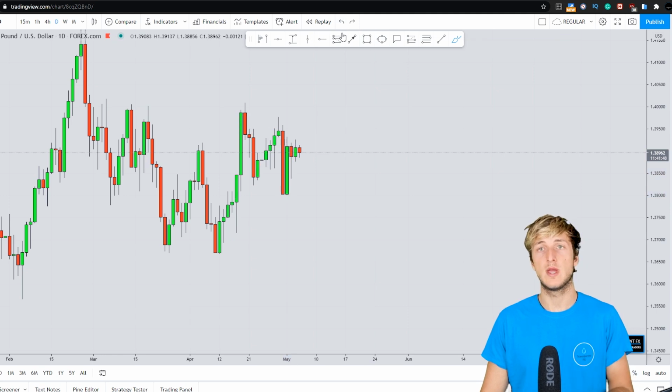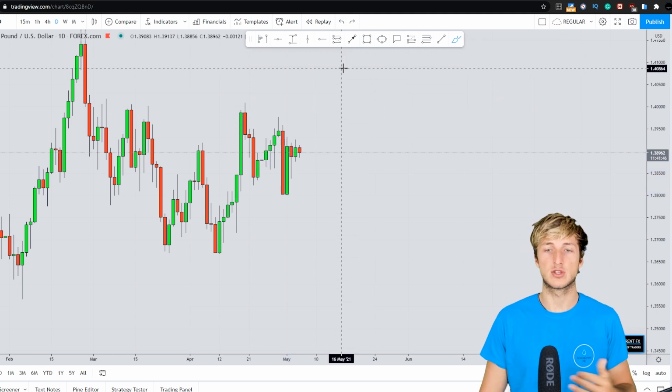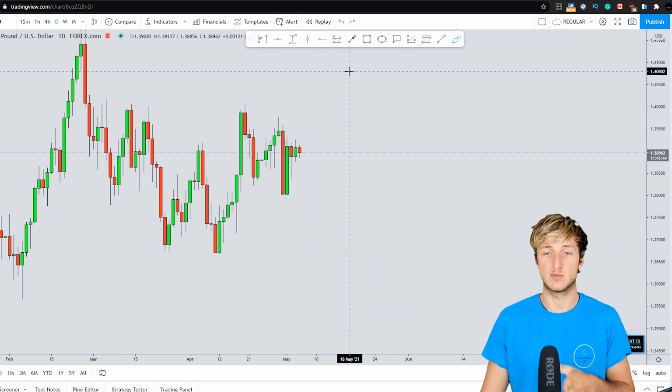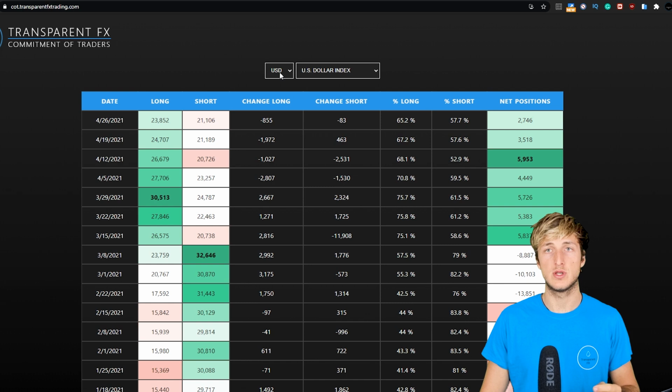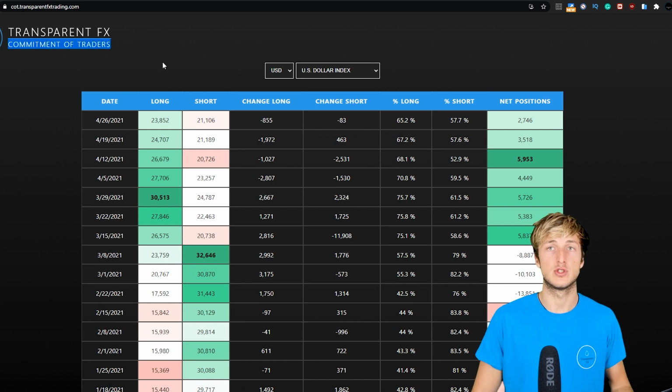However, now that we have broken above this structure, where we can be looking for the next potential opportunity. Now, before I show you that, let's first go and see what we have from a COT perspective, so commitment of traders perspective, which is what hedge funds are currently doing in the market.